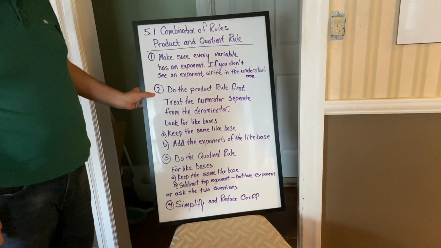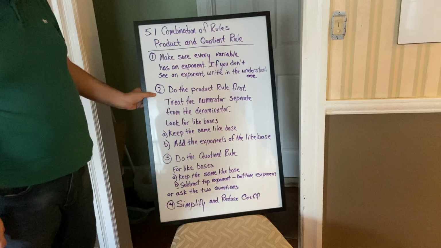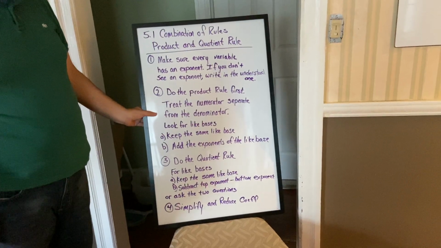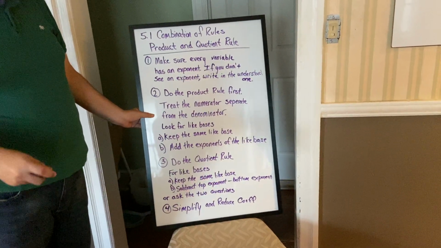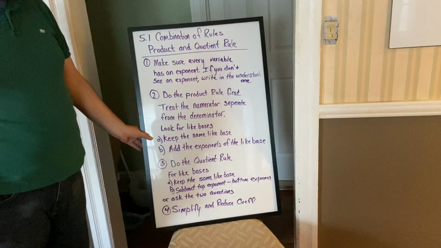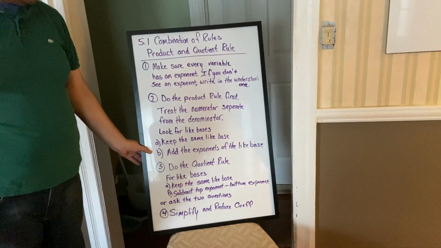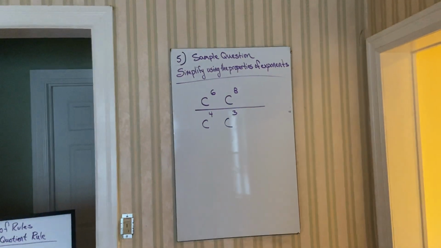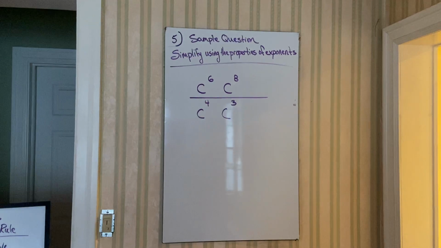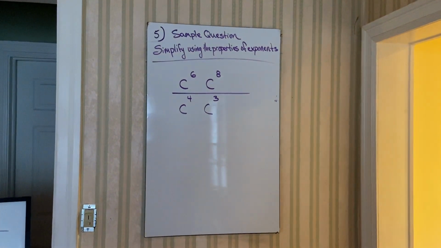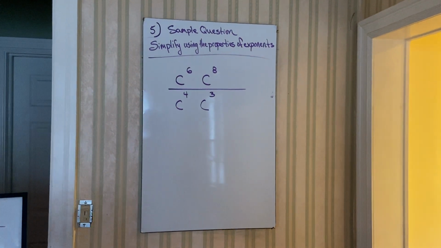Next, we're going to do the product rule. Remember, treat the numerator separate from the denominator. Remember how I covered up? That way, when we cover up, for any like bases, we keep the same base and we add the exponents. So let's do that now. Cover up, do the numerator separate from the denominator. For me, let's cover up the bottom.